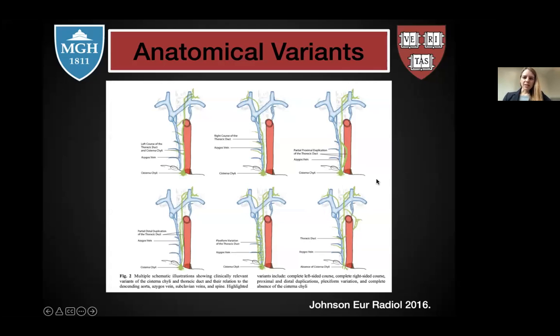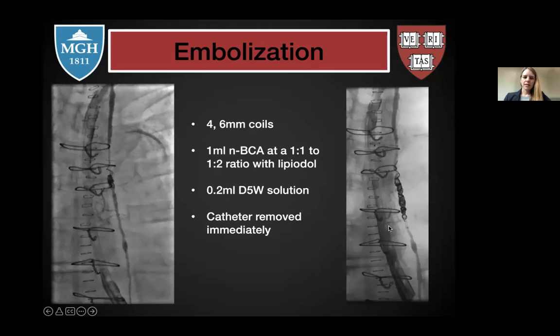So at this point, it's important to recognize there are multiple anatomic variants. Most commonly, we see a single duct draining into the left subclavian vein, but you can have a dominant right lymphatic duct, you can have duplication of the duct. You can have a complex webbed appearance of the duct, and I have an example of that a little bit later, which can make the embolization procedure understandably much more difficult. This particular patient, though, had the standard anatomy, a single thoracic duct.